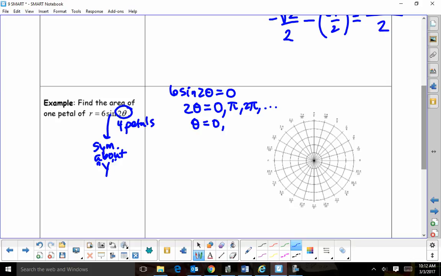Is anybody stuck on this part still? So all of the pi is the same line as 0, yes? Theta equals pi and theta equals 0. We can see right here. That's the same line. So I don't need to do that again.